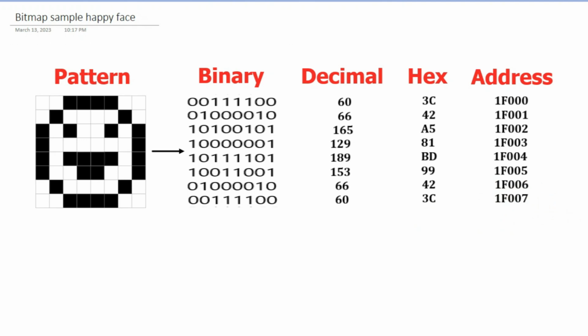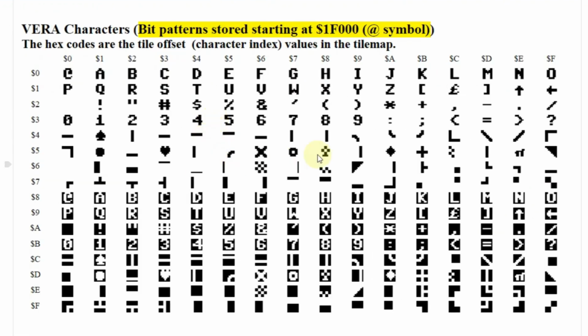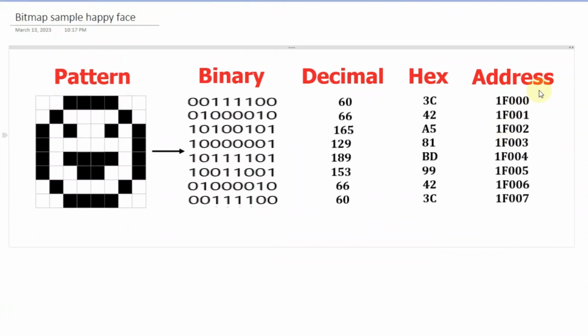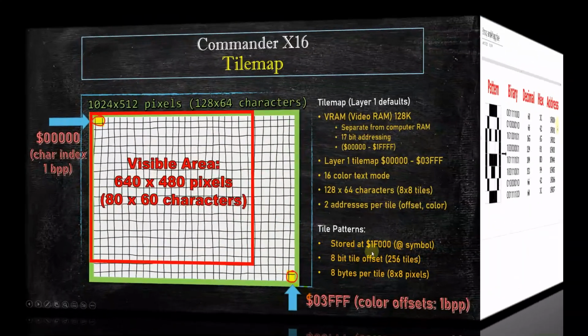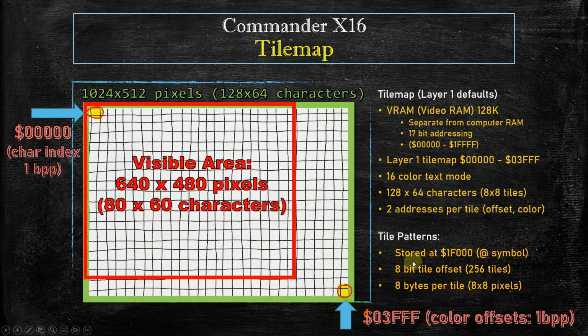Although when we look at our character set here, the pointers on this chart point to individual characters. Internally in the system, what they're actually pointing to is the first address of the pattern for that particular character. And back on this slide again, that is what this note here means, that the patterns are stored beginning at address 1F000.